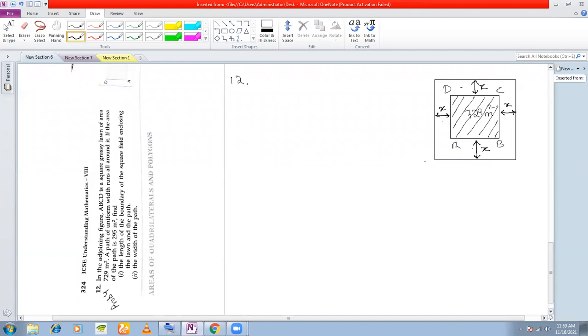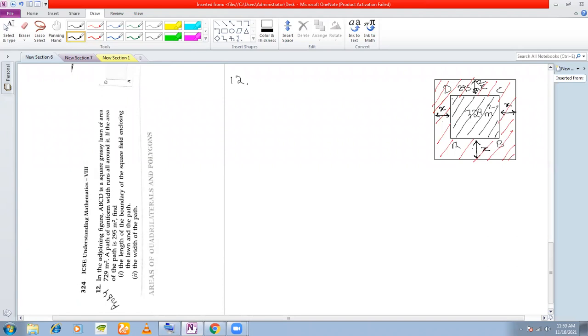If the area of the path is 295, that means area of this path, that is unshaded part, is 295. Okay, let me write here 295. Okay, this is your, let's say, red shaded part. This is 295 meter square, area of the red shaded part.